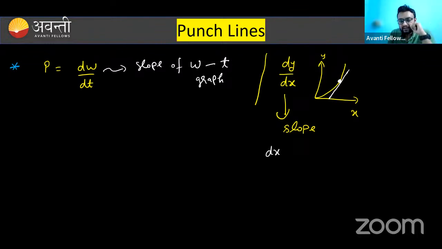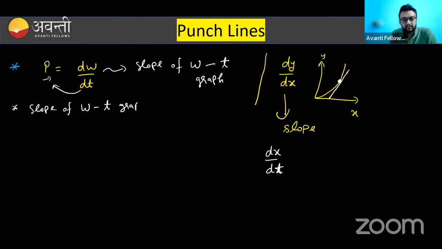Clear? If I say dx over dt, then this is the slope of the x versus t graph. And this slope of the work versus time graph is equal to what? Instantaneous power. So I will write: slope of work-time graph gives instantaneous power.